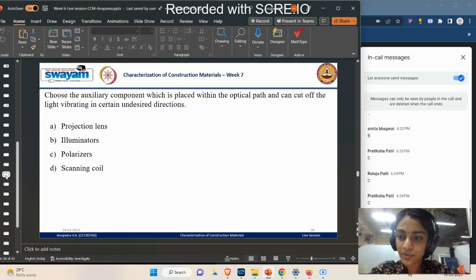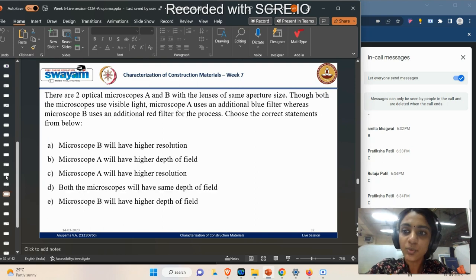Okay, let's move to the correct answer. The correct answer is C, which is polarizers. They are those equipments or components which can cut off the vibration of light in some undesired direction. Okay, moving to the next one.